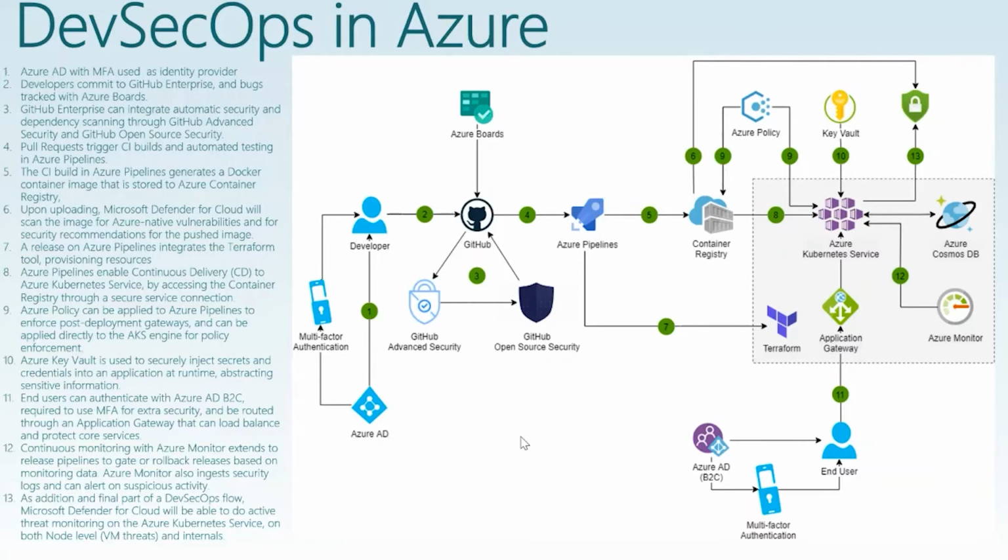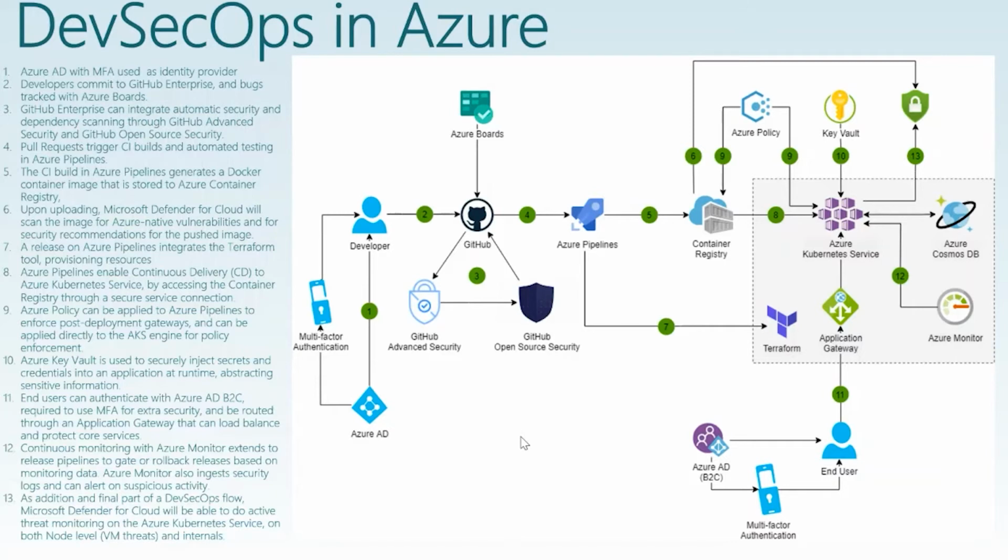Then you have a release. So again, using Azure Pipelines as the controlling piece, it integrates with Terraform. Other tools are available, but it integrates with Terraform to provision those resources, in this case into Azure Kubernetes Service. Again, all done through secure connections, making sure that everything's encrypted end to end.